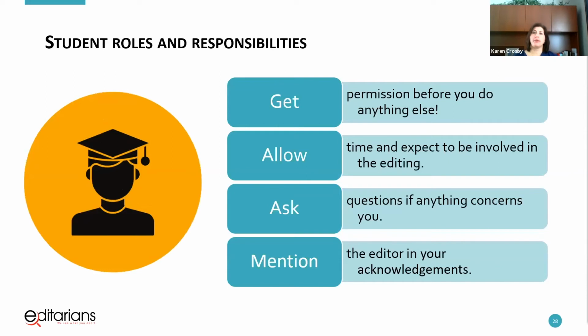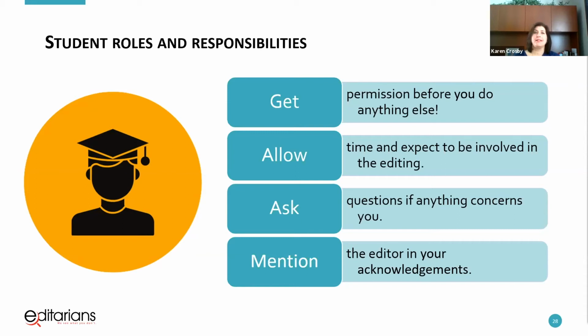Students who want to work with an editor have four key considerations, I'd say. Number one, get permission. Two, allow some time. Expect to be involved in the editing. Three, ask questions. If anything seems fishy to you, if the editor suggests something but you don't understand why, use the editor as a resource to learn more about your writing tendencies. And four, acknowledge the edit. Be above board. There's nothing to hide. And the most important of these considerations is permission, because without it, everything else is irrelevant.